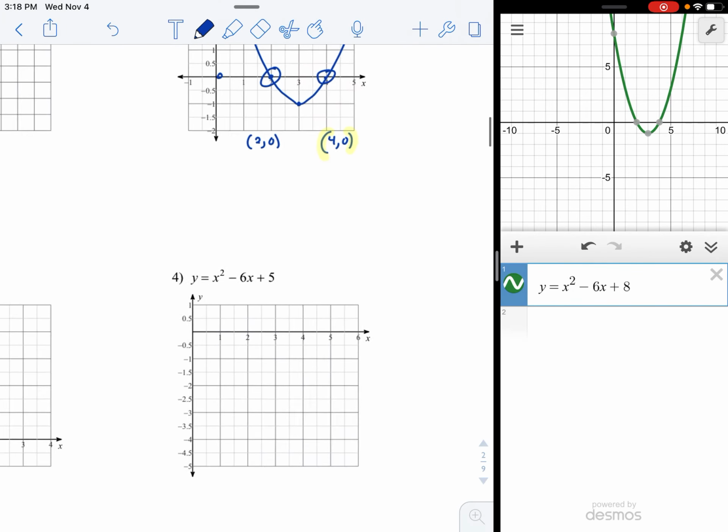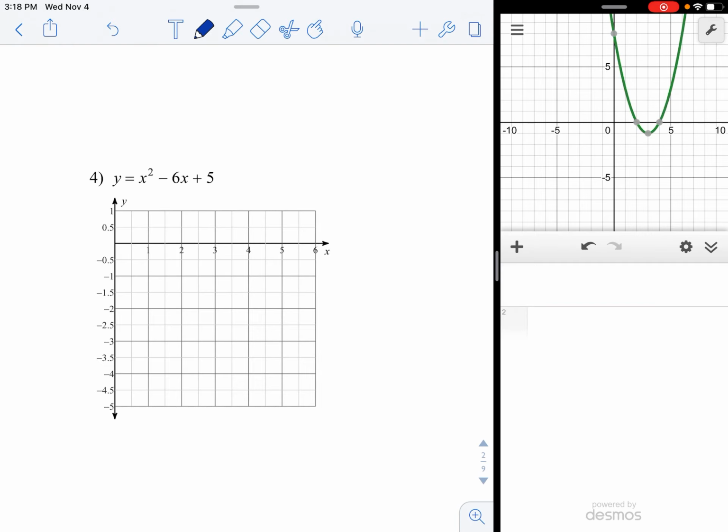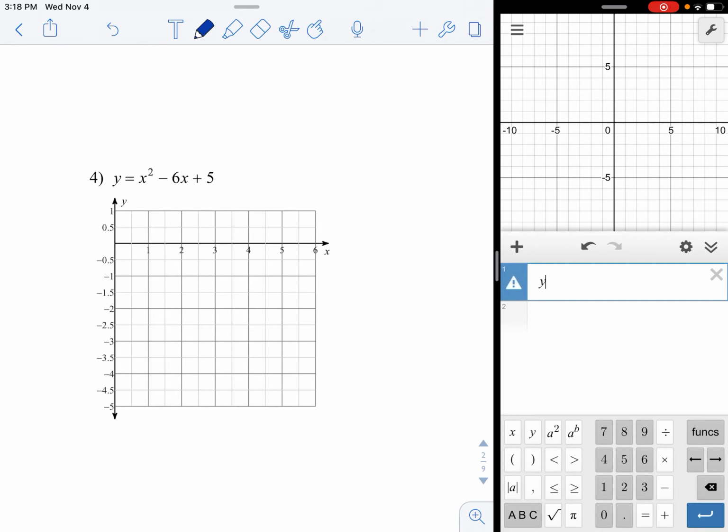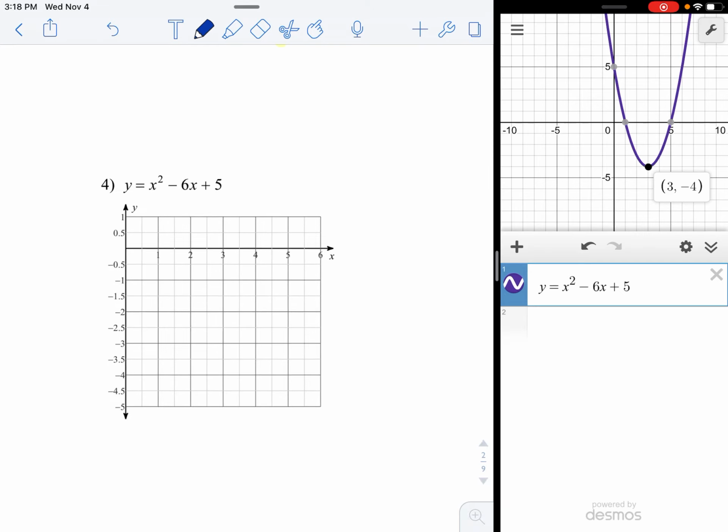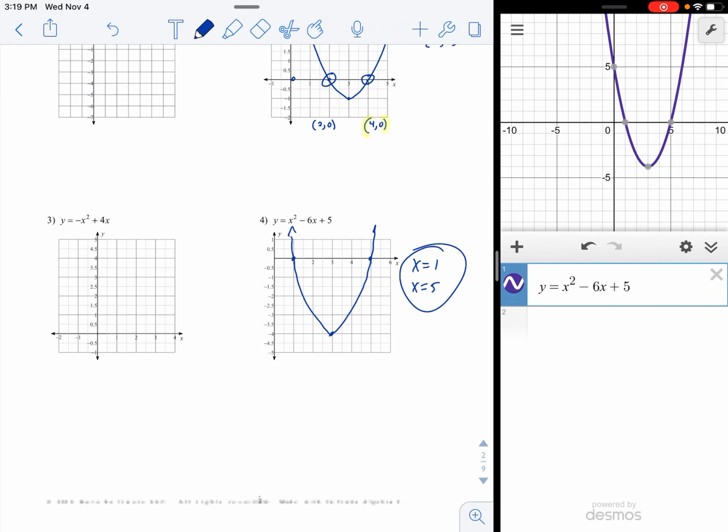All right, let's do number 4. Clear this out. So I type in y equals x squared minus 6x plus 5. When I draw it, 3, negative 4 down here, 1, 0, 5, 0. There's my graph. And then clearly my solutions are at x equals 1, x equals 5. I'm not going to do this type of answer because it's too confusing. It looks too much like a point.